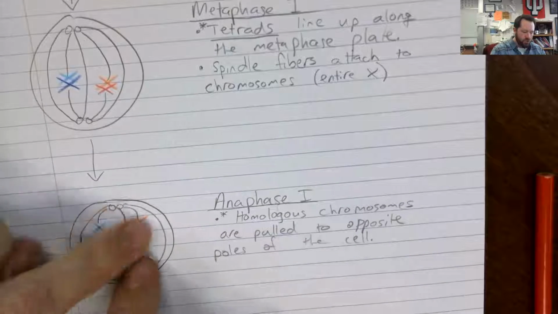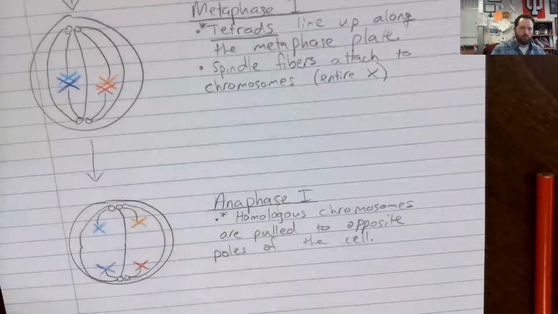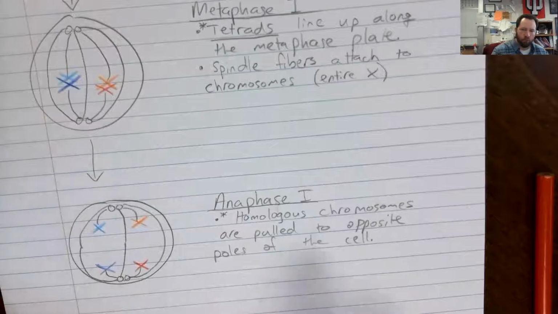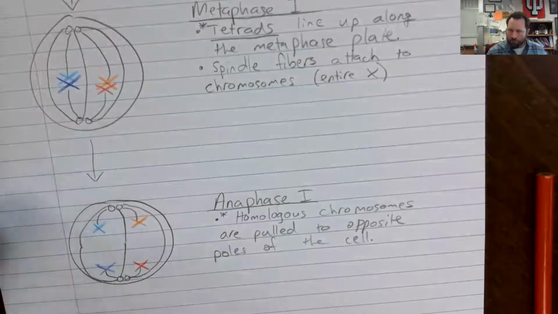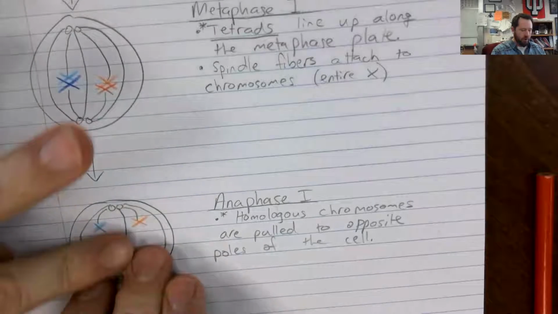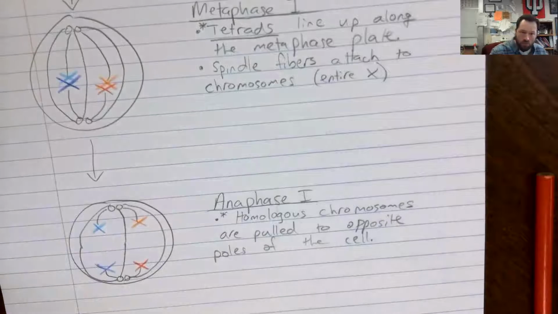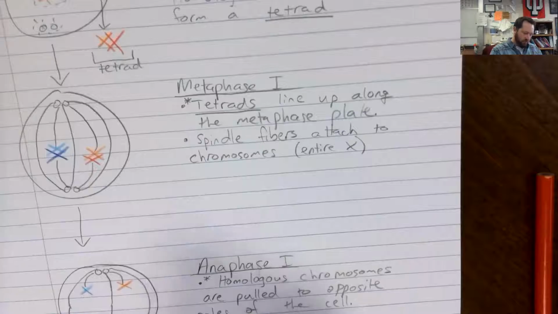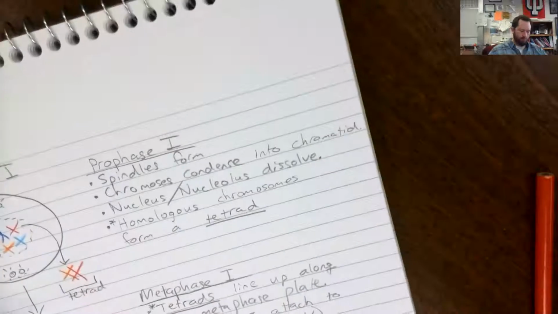The homologous chromosomes, not the sister chromatids, get pulled to opposite poles of the cell. So again, we're doing basically the same steps as mitosis, but a little bit different. We're separating homologous chromosomes as opposed to sister chromatids. We're separating those homologous pairs. We'll go ahead and flip over to the next page here.